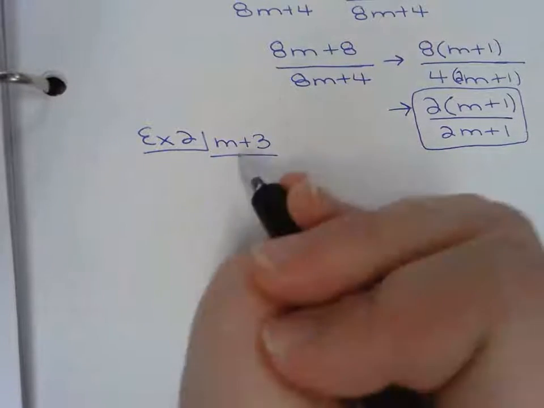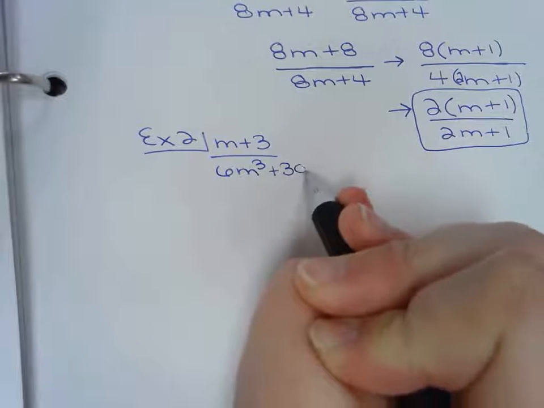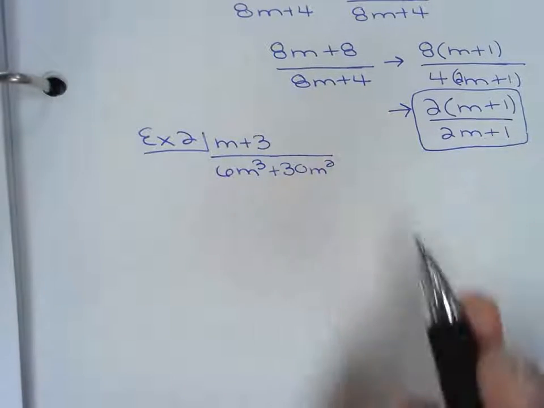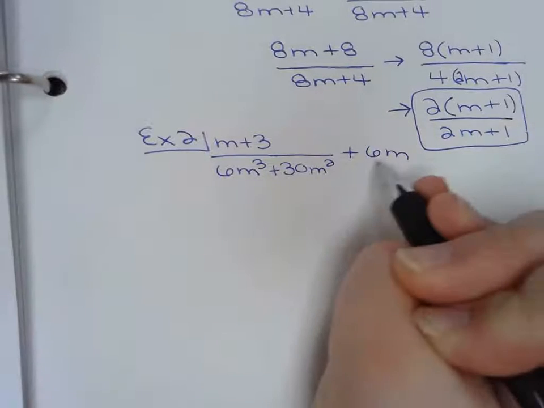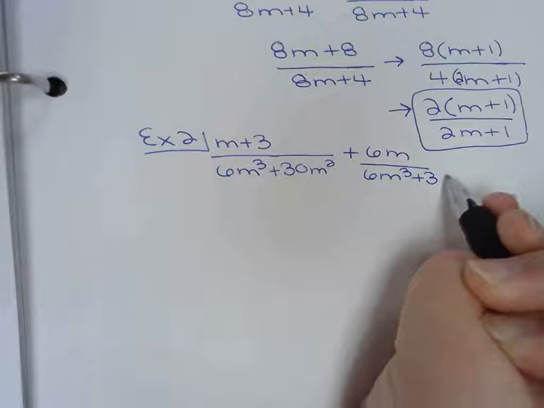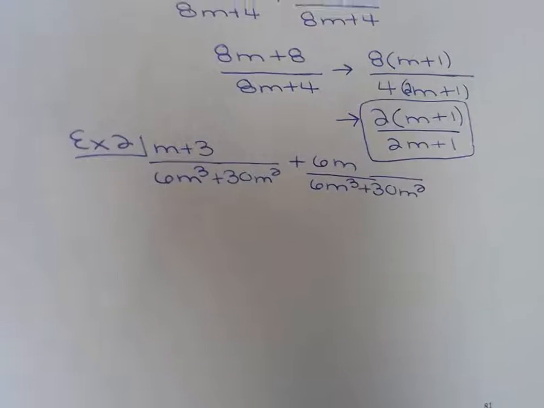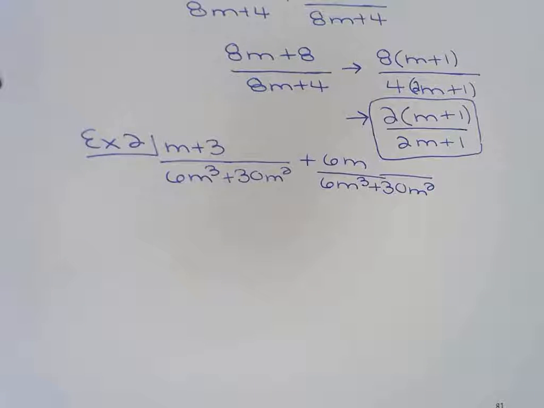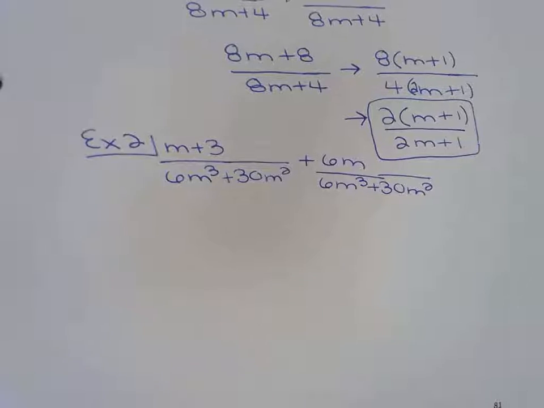m plus 3 over 6m cubed plus 30m squared, plus 6m over 6m cubed plus 30m squared. Again, get over the fact that some of these look stressful. I get it. There's lots of stuff going on. However, the denominators will be the same for what we're going to do today. My denominators are the same. I have common denominators, so I just add my numerators together.